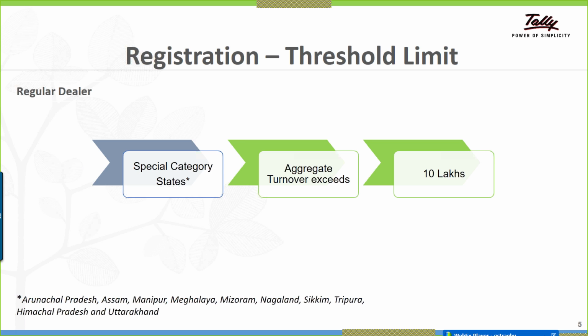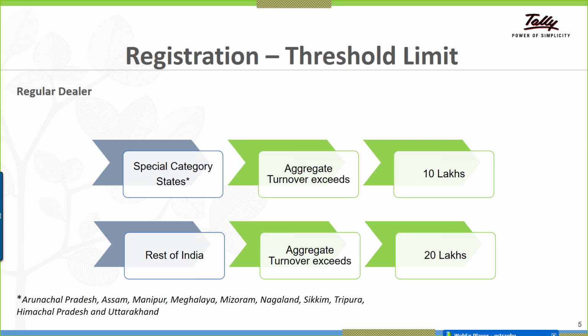Aggregate is nothing but, in Arunachal Pradesh itself, if the trader has 2-3 branches, and the consolidated branch turnover is about 10 lakh, then they need to come under the GST era. If not, it's a user choice whether they register or not. It is mandatory to come under GST if the turnover per annum is above 10 lakh. For the rest of India, the aggregate turnover threshold is 20 lakh.